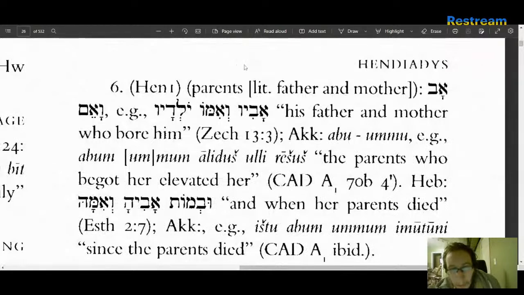So it'll be used to say, when you're saying someone's parents, you say father and mother. There's no word for parents. You have to say specifically father and mother. And so in Hebrew, that's how you say it.